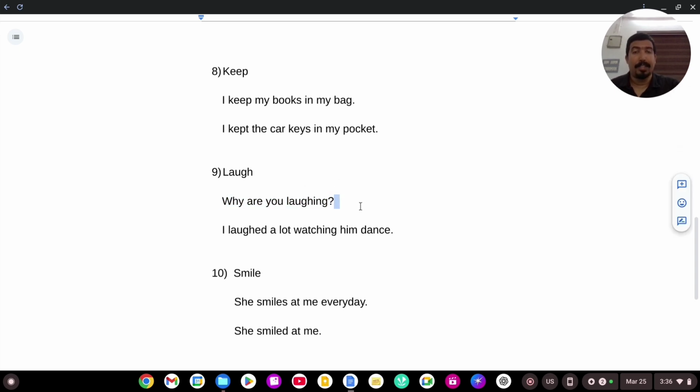Laugh. Why are you laughing? A teacher is taking class and she found one of her students laughing in the class. So that's why she is asking, why are you laughing? Is there any joke to laugh at? I laughed a lot watching him dance. This is a past form. Laugh, laughed, L-A-U-G-H-E-D. I laughed a lot watching him dance. One of my friends tried to dance for the first time and I couldn't help it. I laughed a lot watching him dance.